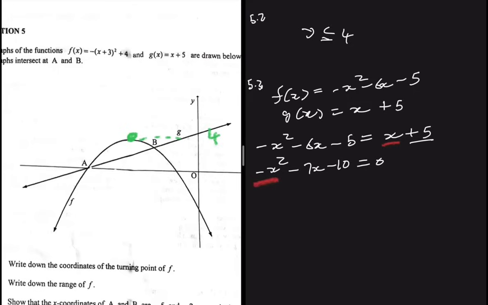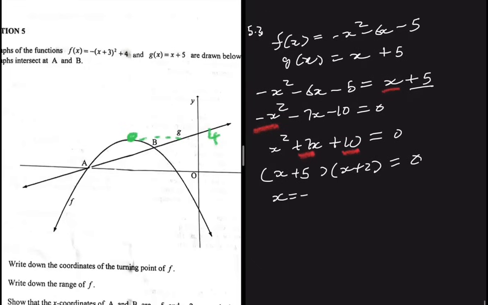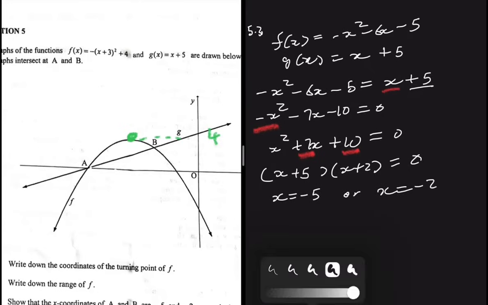So I'm just going to multiply everything by minus 1, so that I can have x squared plus 7x plus 10 is equal to 0. Now it looks clean. I can go ahead and factorize. Which two numbers do I multiply to get 10, and when I add, I get plus 7? That is 5 and 2. So when I have x plus 5 and x plus 2, it's easy to see now that x is equal to minus 5 or x is equal to minus 2. And this is the x value of A and this is the x value of B.